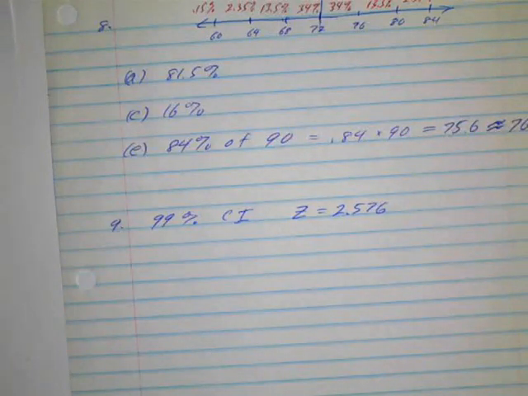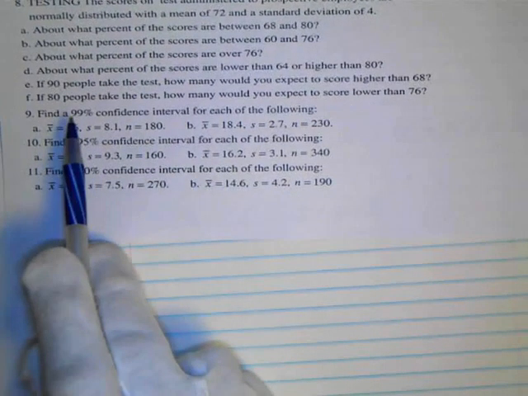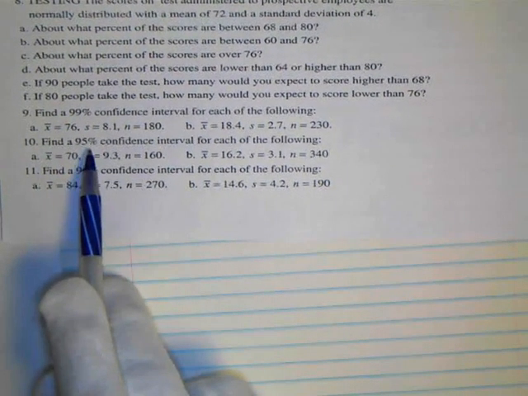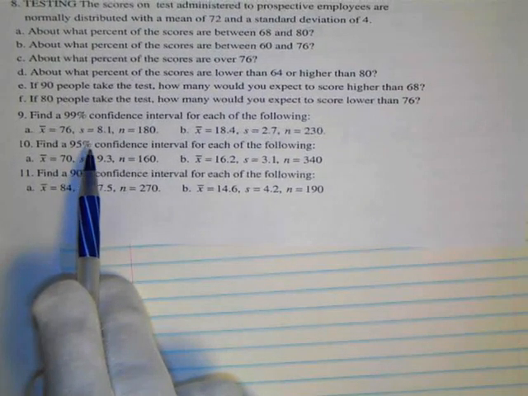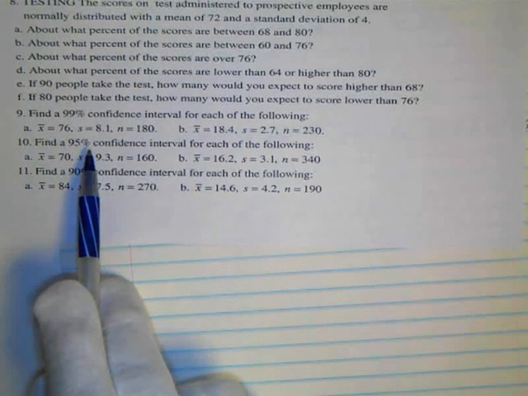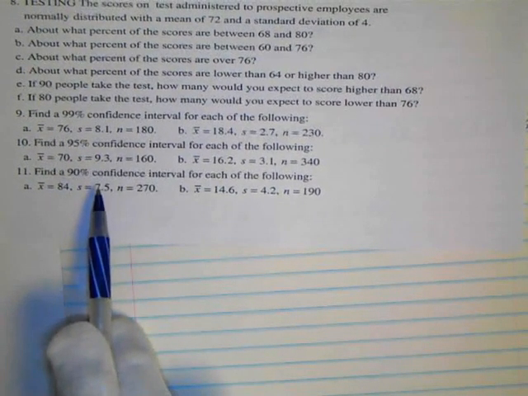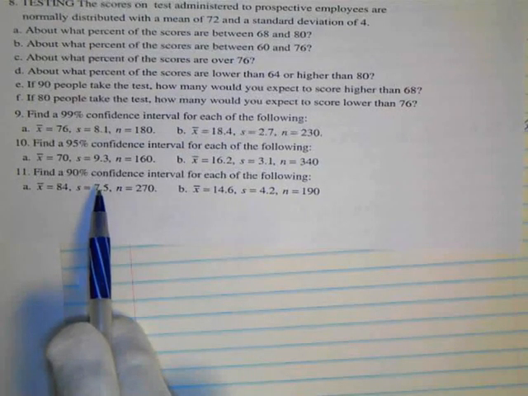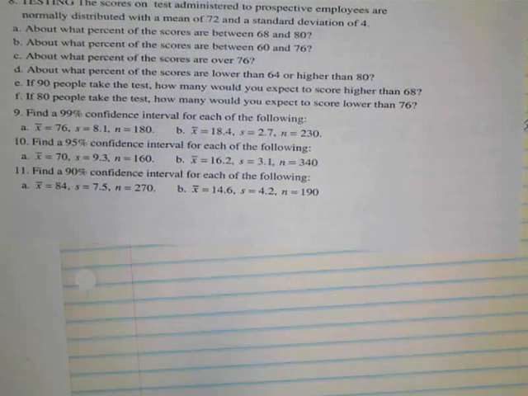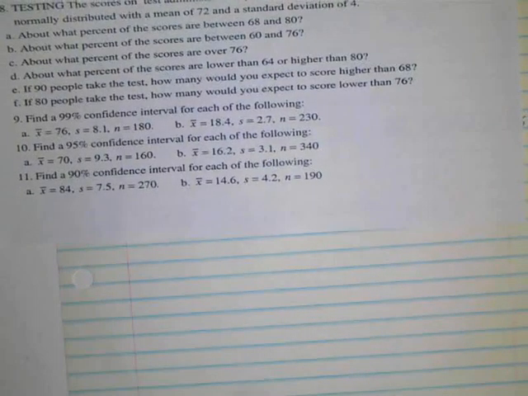And these problems are all done basically the same way. This is a 99% confidence interval. This is a 95% confidence interval, so we'd use z to be 1.96. And this is a 90%, and we'd use z to be 1.645. And otherwise, they're all done basically the same way. So let's take a look at number 9a.